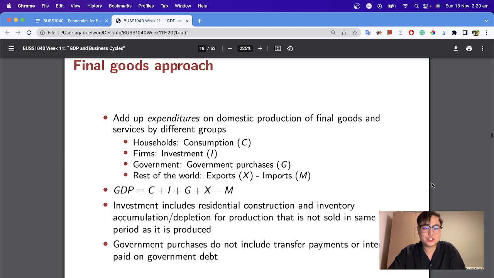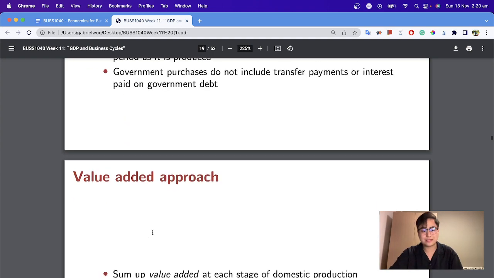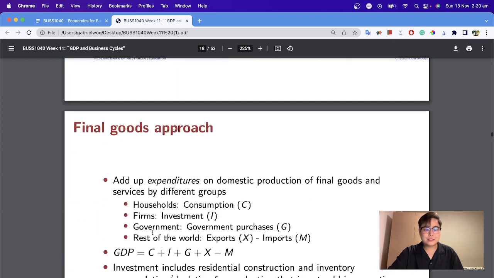So here's the final goods approach. It adds up the expenditure on domestic production of final goods and services by different groups. There's household consumption, there's firm consumption, which is called investment, there's government purchases, and there's also exports minus imports. This is what we see as GDP. This is the aggregate economic activity within a country. Basically all economic activity within a country could be summarized into GDP. Investments include residential construction and accumulation and depletion of inventories and whatnot. Government purchases include transfer payments, interest on government debt and whatnot. So yeah, this is the final goods approach.